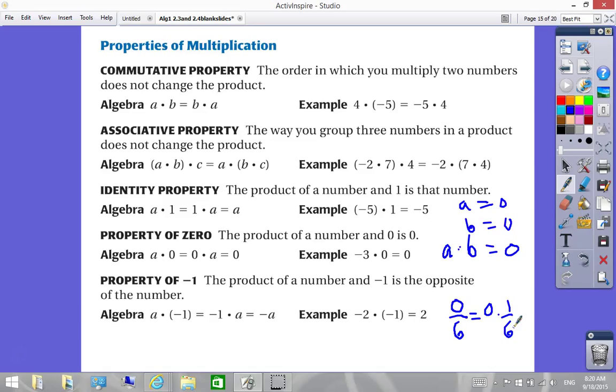It's like I say, if you've got a pizza and you divide it into 6 equal slices and I give you 0 of them, how much pizza do you have? 0. 0 over 6 is okay, right? It's 0.